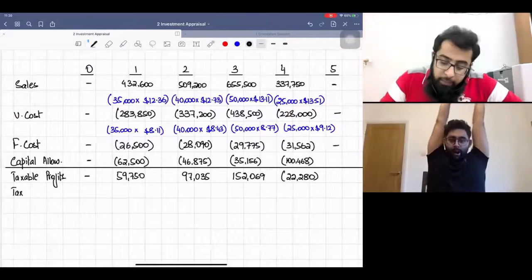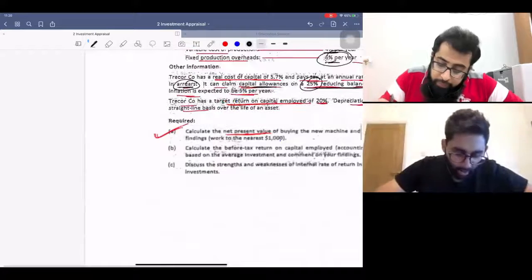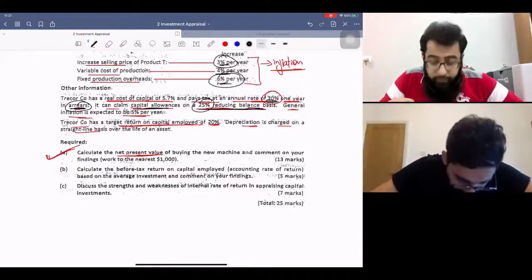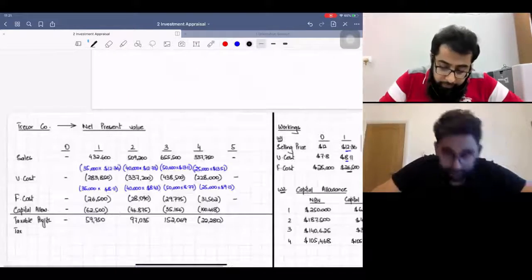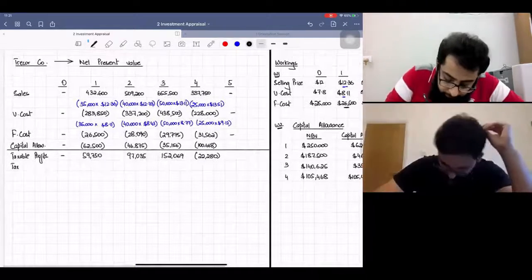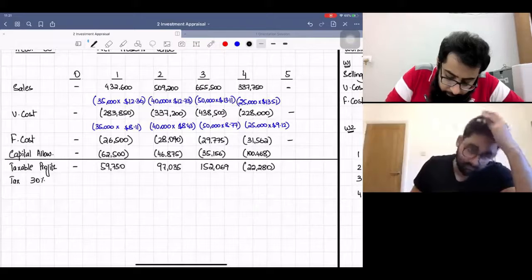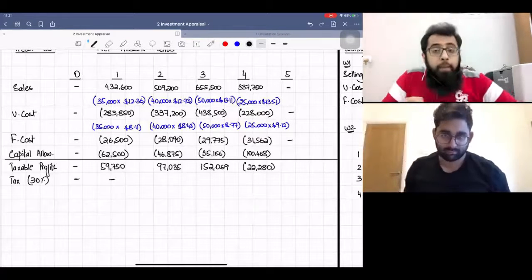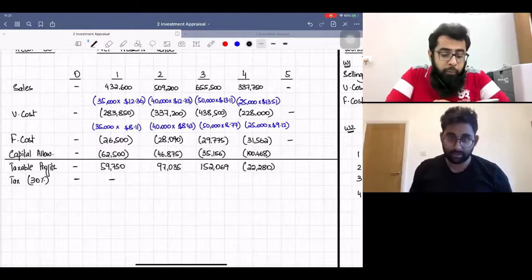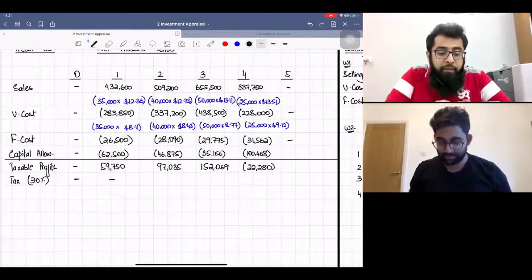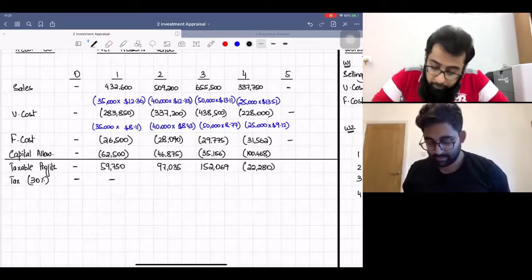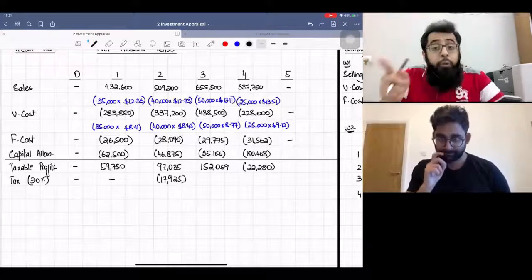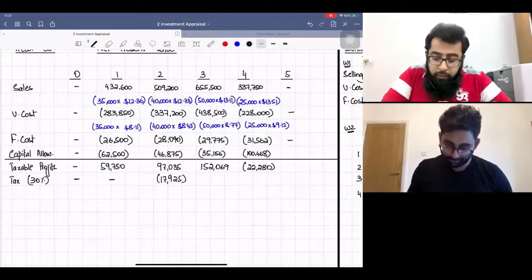So now we will charge the tax. The tax percentage is 30% and it is 1 year in arrears. So let's charge tax. No tax in year 0 and no tax in year 1, because it's 1 year in arrears. 59,750 into 0.3 is 17,925, so it will appear in year 2, because it will be paid 1 year in arrears.